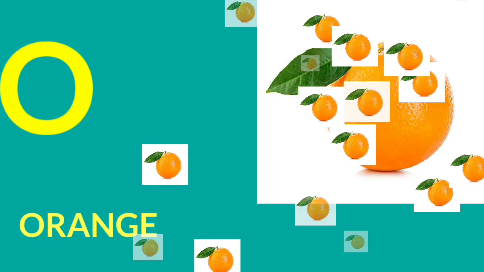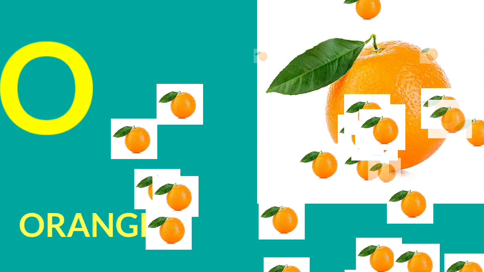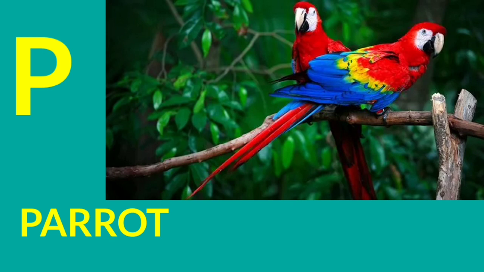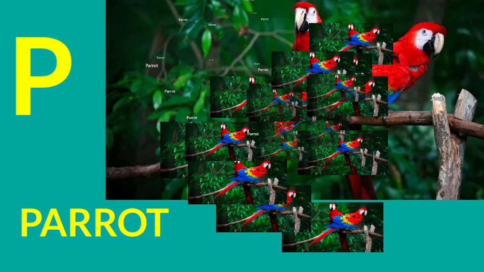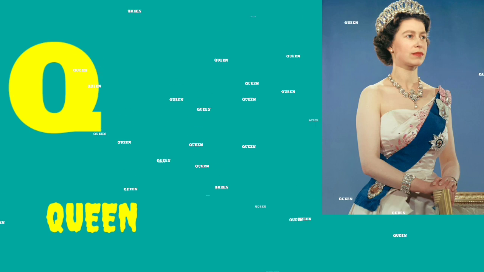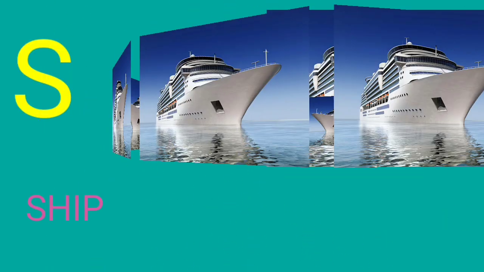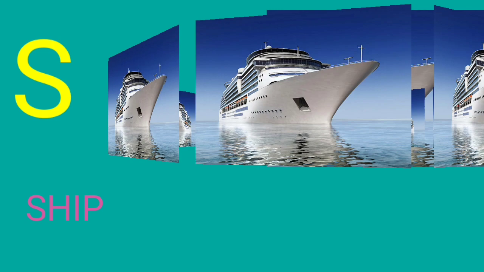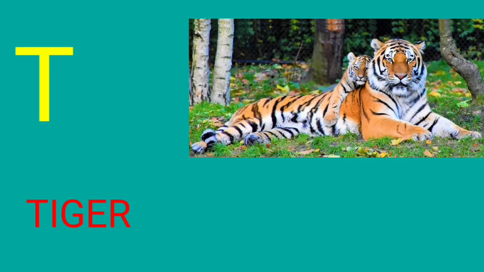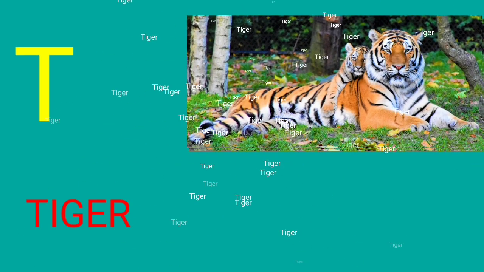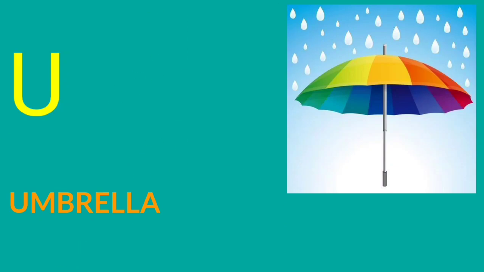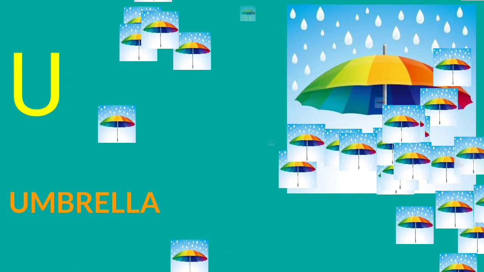O for orange. P for parrot. Q for queen. R for rose. S for sheep. T for tiger. U for umbrella.